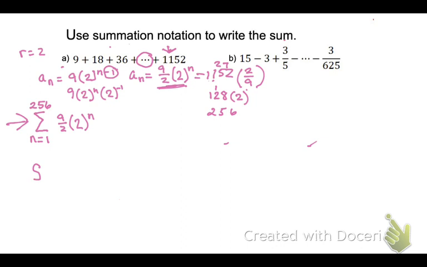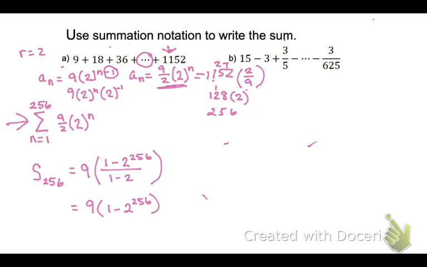If it said to find it, then I would throw it in the formula we just did. So it would be S sub 256 equals A sub 1. We can plug in 1, but we also had it over here. But 1 would make it 2, and the 2's would reduce, so I get 9 times 1 minus, what's your R? 2 to the 256th over 1 minus R. So then we reduce it just to 9 times 1 minus 2 to the 256th. And we would be done.